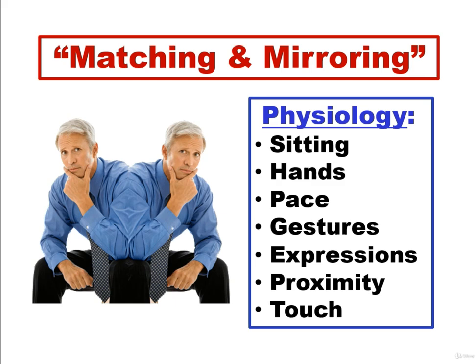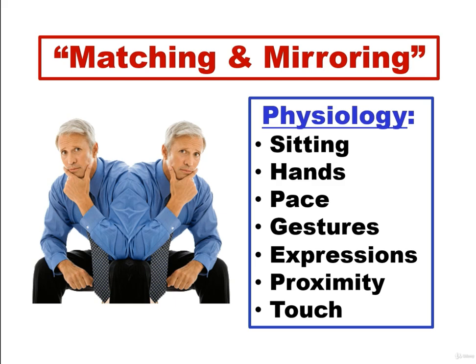Literally the way you sit, you stand, you gesture, how close you like to get to people, touch, the pace at which you move, the rapidity. This is also known as matching and mirroring. Why? Because in neuro-linguistic programming, and they teach this in a lot of the neuro-linguistic programming sales courses, you can gain rapport with somebody by simply moving the way they move, talking the way they talk, breathing the way they breathe.